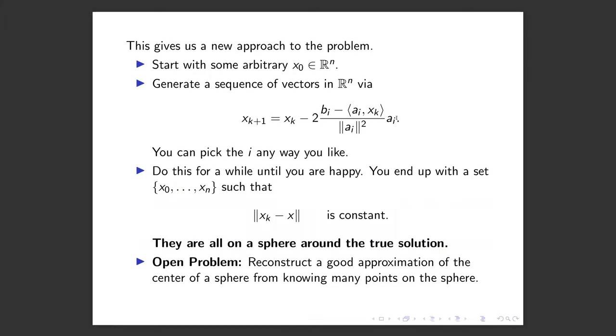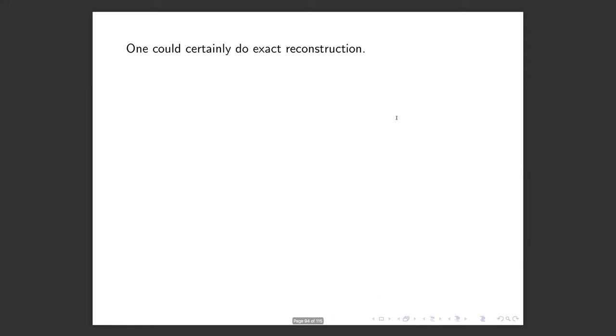Problem is now, so then you know, I ran into this, I'm like, wow, this is really fun. Here's a question. How do I reconstruct a good approximation of the center of a sphere from knowing many points on the sphere? That seems like elementary geometry. It seems like, you know, you get Euclid and you see Euclid chapter 8, how to construct the center of a sphere from knowing many points on the sphere. It's not in there. Especially the fact that you want an approximation is not in there. So it's not so clear. But let me tell you what I do know. You could do an exact reconstruction. And it turns out that's not difficult.